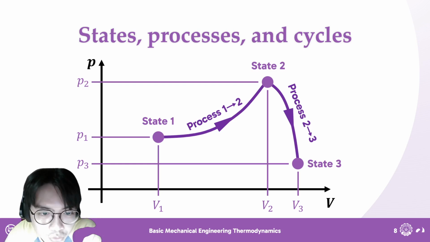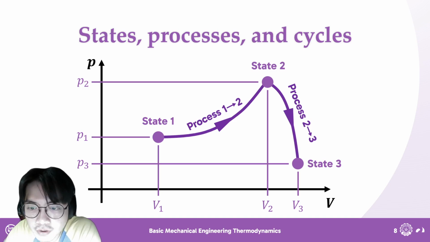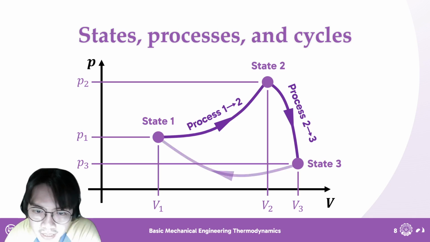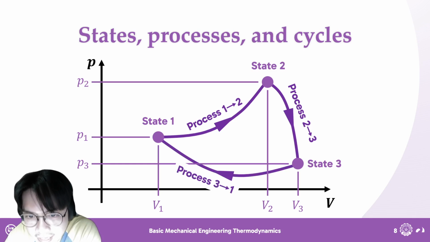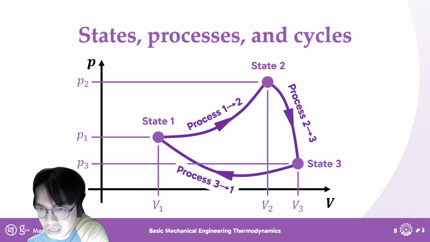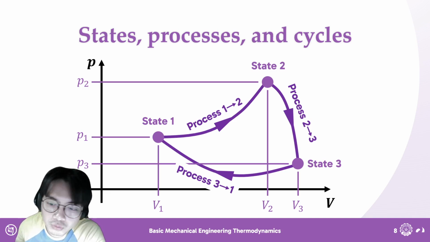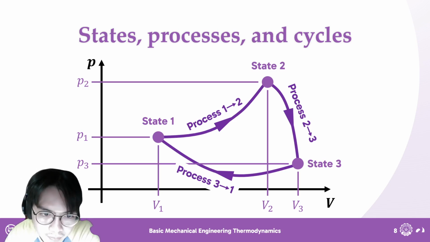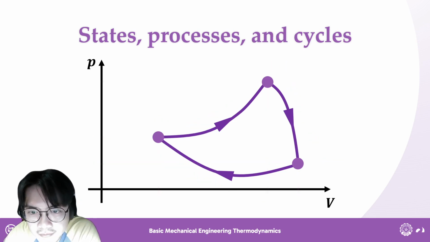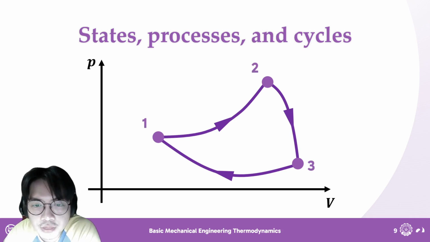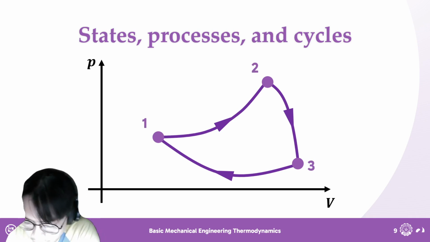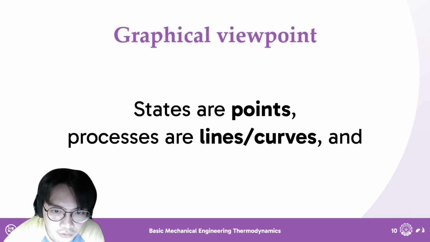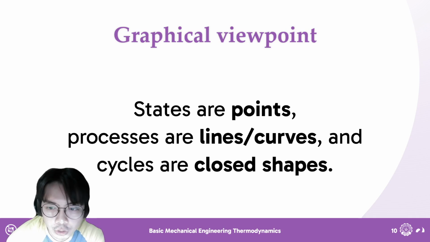And basically, if you want to create a cycle, you're going to have to create a series of events where the initial and the final states are the same, which in this case will be process 3 to 1. All of the arrows need to point to each state, and then all of them have to end up at the initial state that we mentioned. Process 3 to 1. So 1 to 2, then 2 to 3, and then 3 goes back to 1. And so here we have a cycle, which has 3 states, 3 equilibrium states. Based on this graphical viewpoint, we can say that states are points, processes are lines or curves, and cycles are closed shapes.